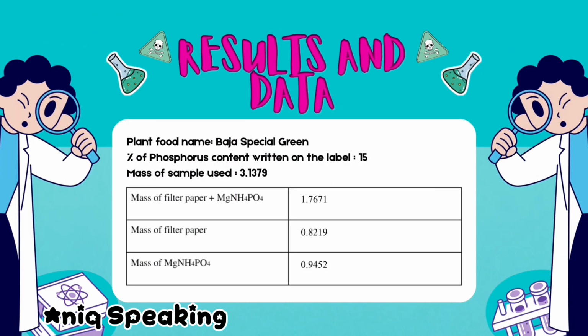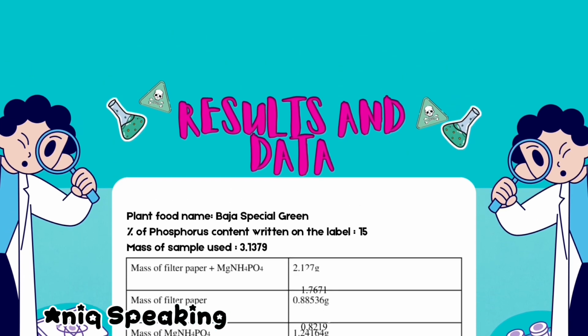Result and data. Plant food name is Biospecific. Percent of phosphorus content written on the label is 15. Mass of sample used is 3.1378. Mass of filter paper plus magnesium ammonium phosphate is 1.0671. Mass of filter paper is 0.18219. Mass of magnesium ammonium phosphate is 0.9452.